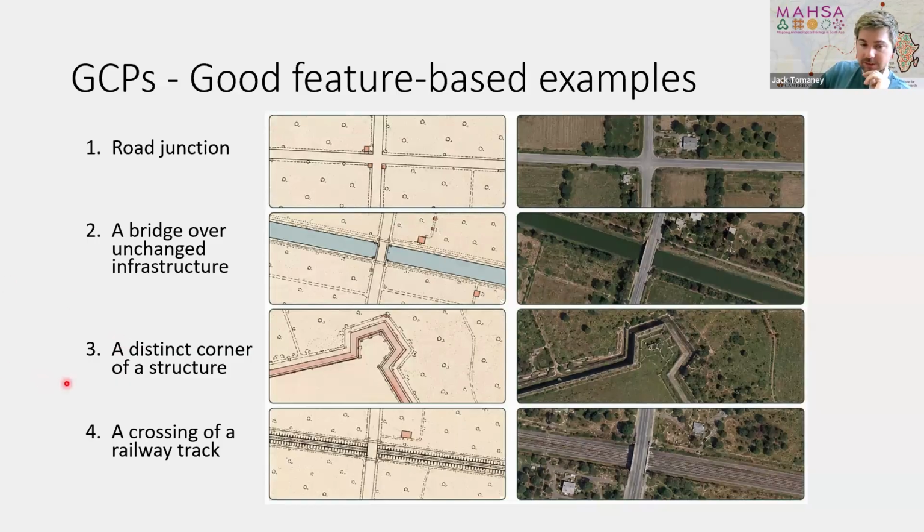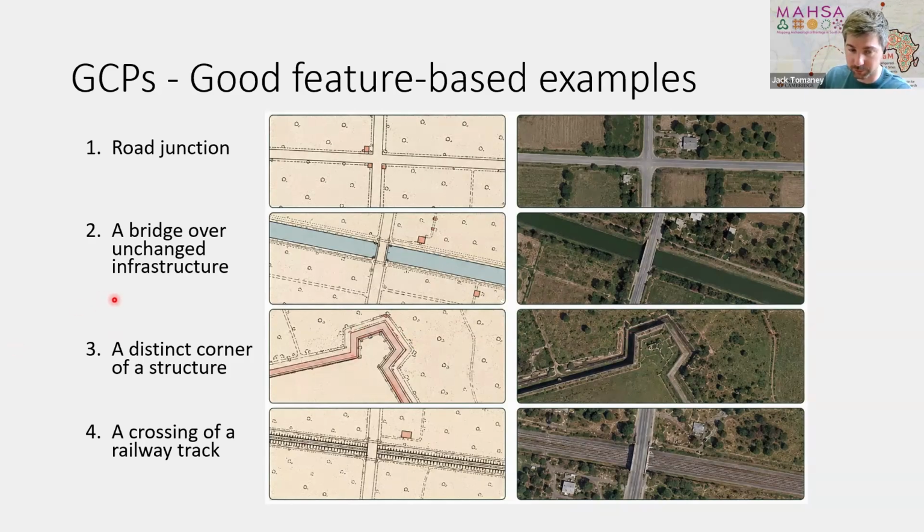Number 3 is a distinctive point of a noticeable building. So this could be, often is, a historic building such as a fort or something like this. Here you can see it's clear from the historic map that this is the same edge of the building as we can see in Google Maps. So using the corner point of one of these is also a good GCP.